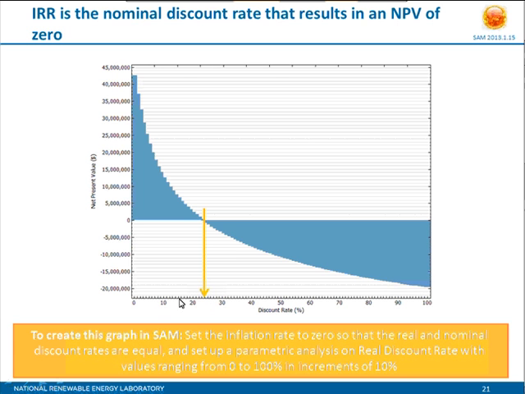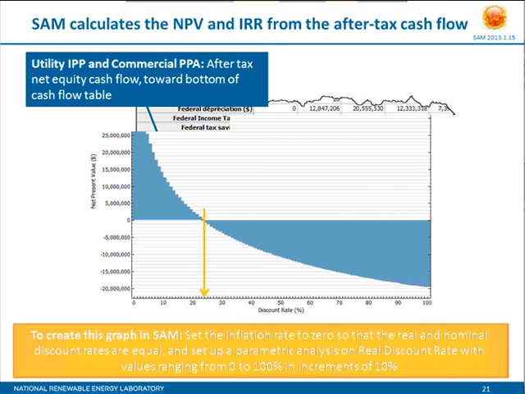So anything less than this point is a profitable project, and anything greater than this number is not profitable. And of course, this depends on the discount rate that you choose. So that's assuming that you've chosen a reasonable discount rate to represent an alternative investment.